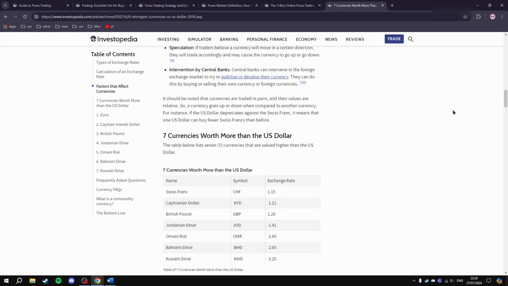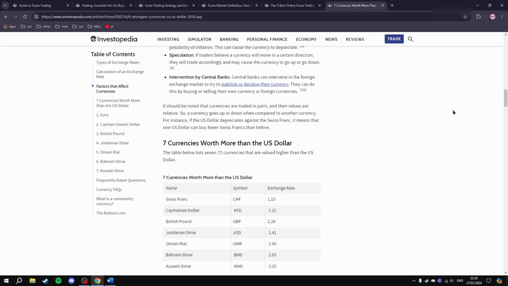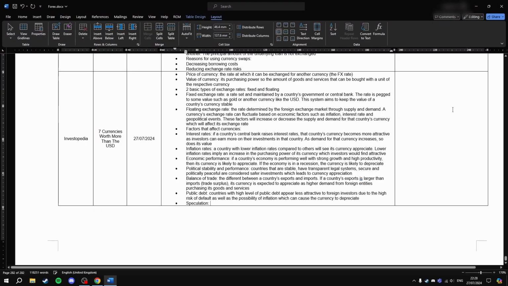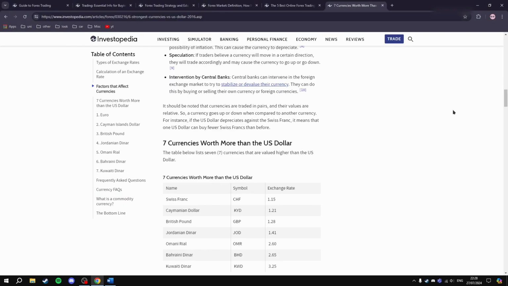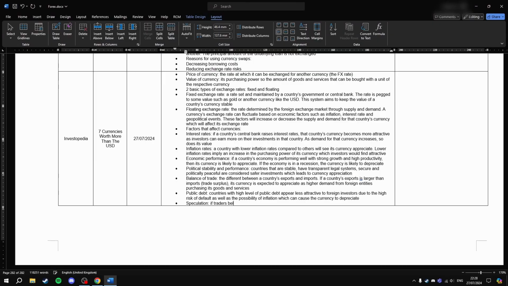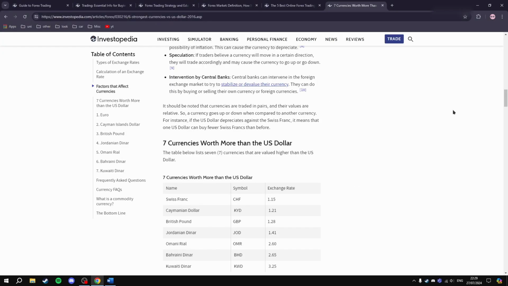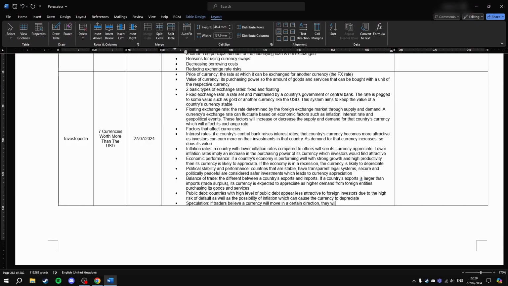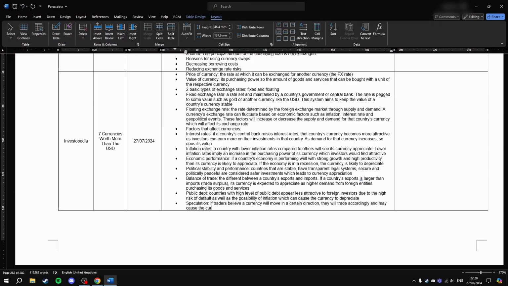Okay, so speculation. If traders believe a currency will move in a certain direction, they will trade accordingly and may cause the currency to go up or down.